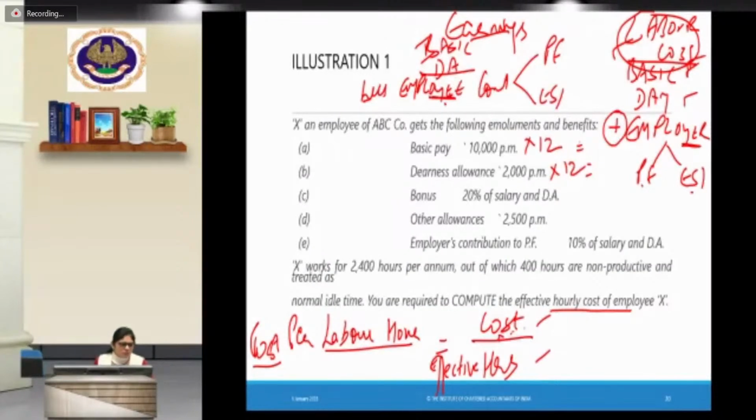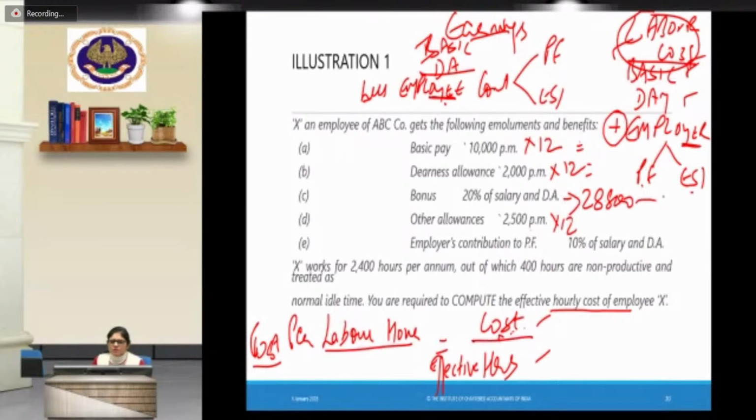28,800 is the bonus, right? So 28,800 is added over there. Other allowances are 2,500 per month into 12. So the bonus, I've got it, 28,800. 20% of 144,000 is 28,800.